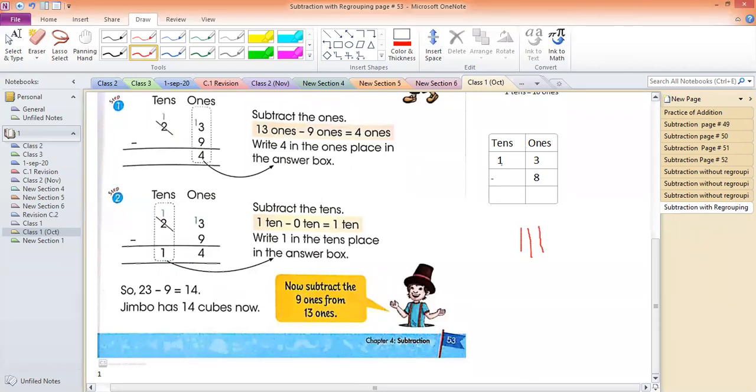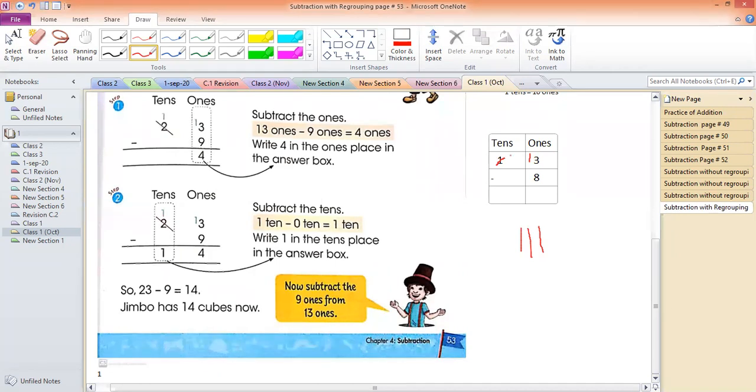Take one and put it in the ones. You mean I should take one from the tens, right? Yes, this is the tens. I take one from here and put it in the ones. So now we have 13, because it was 3 and you put 1 ten here. So 1 ten plus 3 ones equals 13.